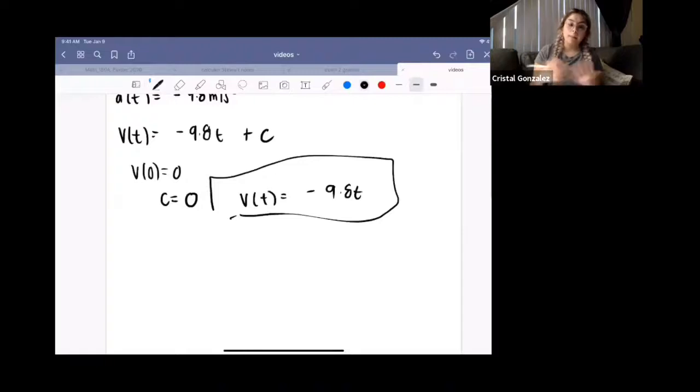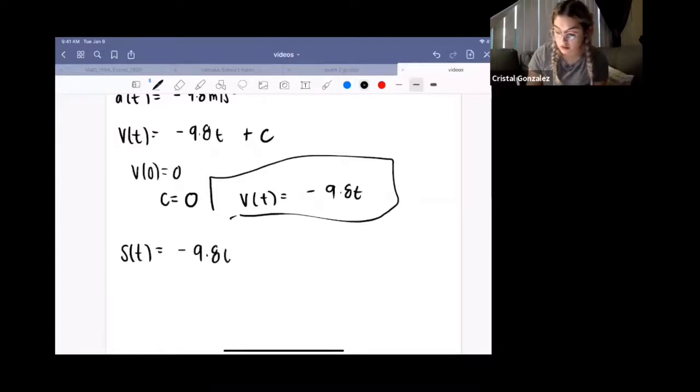Okay. Now what we need to do after this is find our position function. To find our position function here, we need to take the antiderivative of our velocity function. So let's do S of t. We get negative 9.8 t squared over 2, then after that, we need to do that plus c.